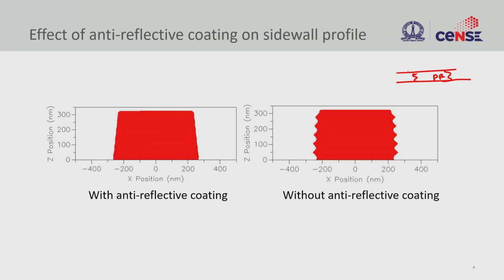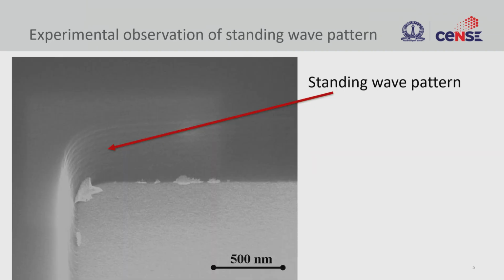On the left hand side you see the photoresist profile with very smooth sidewall, and this is with anti-reflective coating. When you use anti-reflective coating, you arrest the reflection and you make a uniform intensity exposure in the photoresist, okay. So this is how you can reduce the standing wave pattern in the photoresist and achieve a smooth sidewall, right. And if you look at some real images, this is how it would look like.